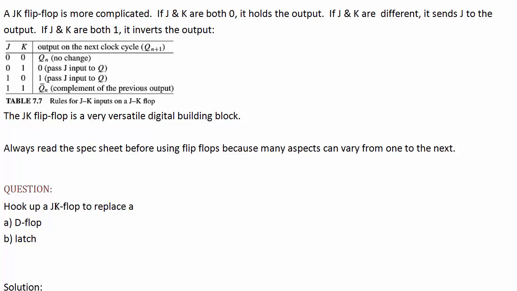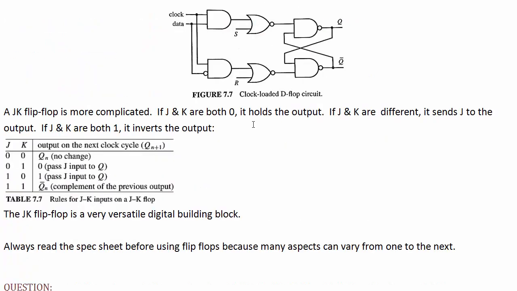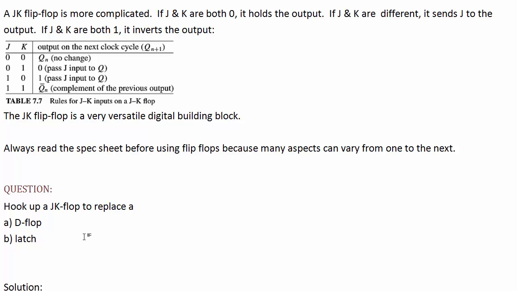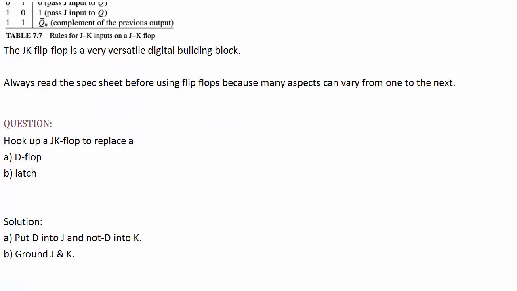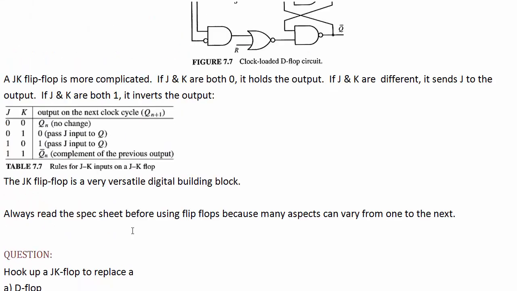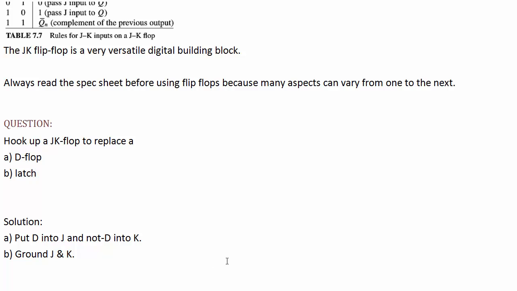Here's a question. Hook up a JK flip-flop to replace a D flop, and then try to replace a latch. So we said, is there a way to use this like a D flip-flop or like a latch? Well, for the D flip-flop, all you do is put the data input to J and NOT D into K. This way J and K are always going to be different, and so it's going to just set J to the output, and J is D, so now it's operating like a D flip-flop. For the latch, all you do is ground J and K. In that case, it'll just hold the output and just respond to the set and reset pins.